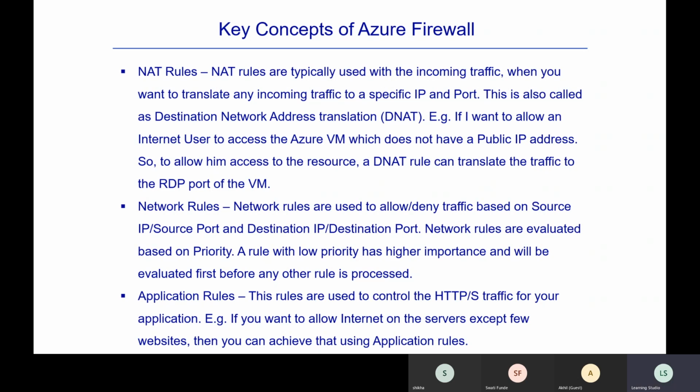NAT rules are typically used with incoming traffic. Anything that you expect to come from the internet to your firewall is called incoming traffic. When you want to translate any incoming traffic to a specific IP and port, this is called destination network address translation.